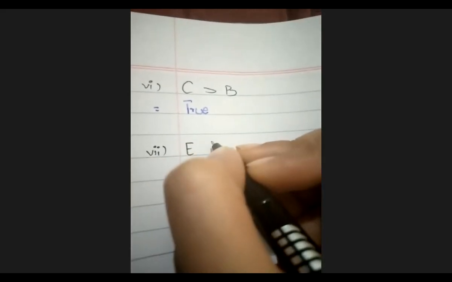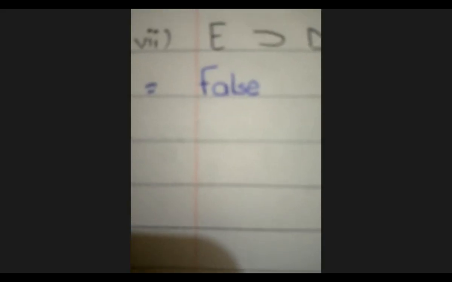Now part number 7: E is a superset of D. Do not compare your answers with the answers given in the book, as the book has wrong answers. Is the answer true or false? It is false. Number 7 is false.